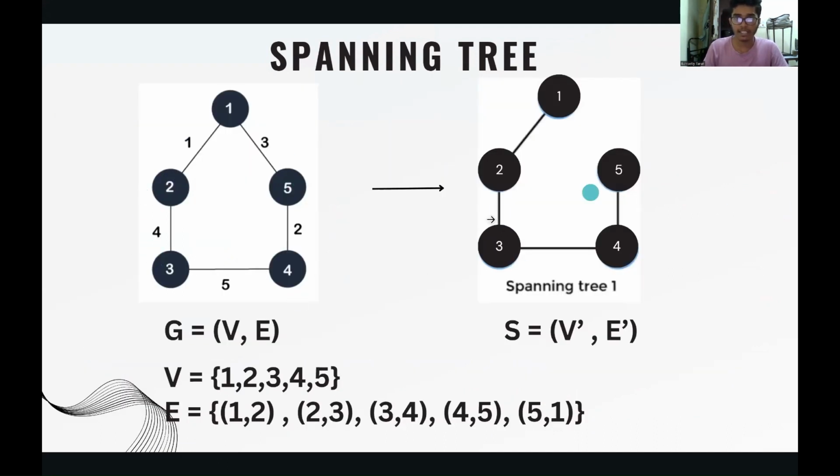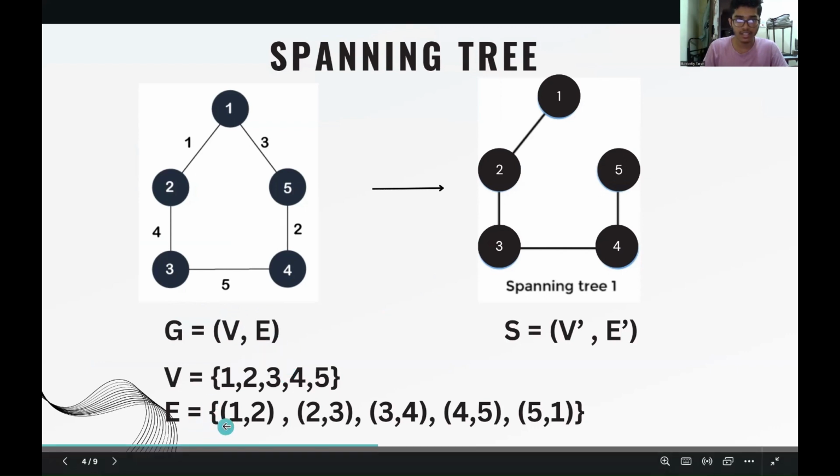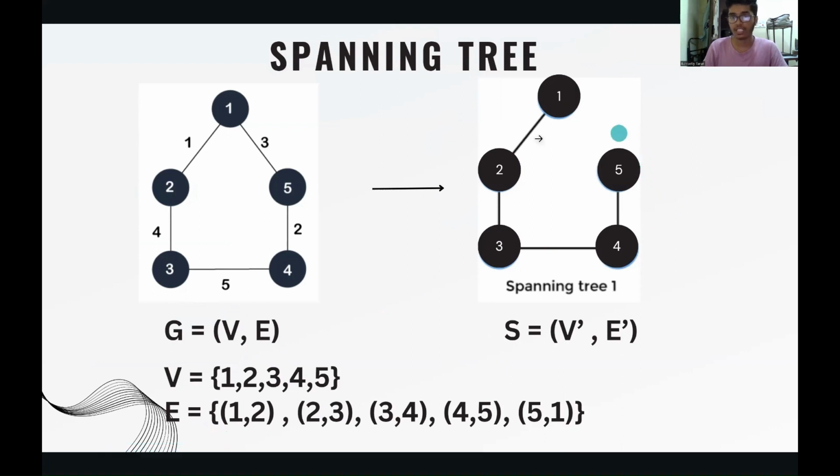I'm taking the same example. Let us consider this graph which contains V, comma E. That is, V is the set of vertices and E is the set of edges. And here we have a spanning tree which has V dash vertices and E dash edges, where V dash is the set of vertices of this spanning tree and E dash is the set of edges of this spanning tree.